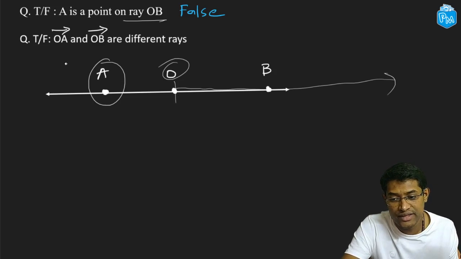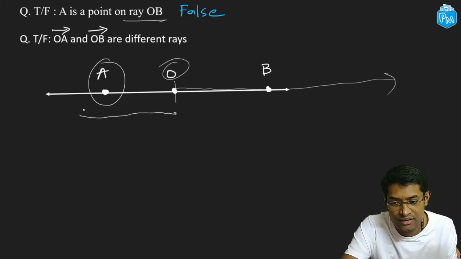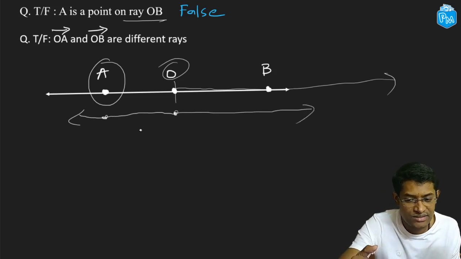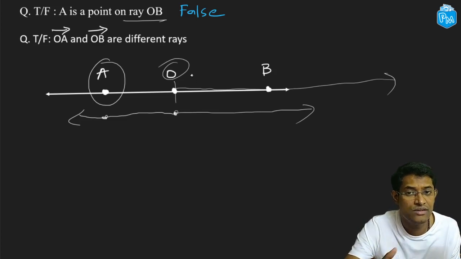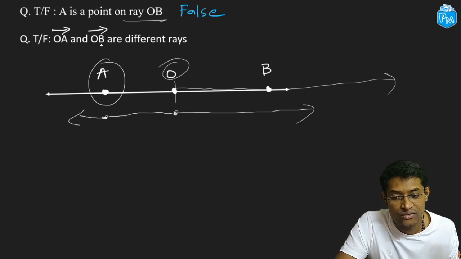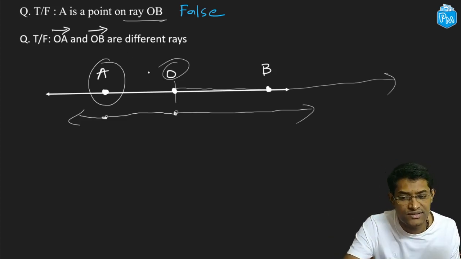All right, now the next question is, OA and OB are different rays. What do you think? OA is this ray over here, which starts at O and goes on endlessly towards the left, right? And OB is the one over here. It starts over here and it goes to the right endlessly. So clearly these two are different rays. Imagine whatever I'm drawing is on top of this figure. I'm just drawing it down so that we are able to analyze it. Therefore we have seen that OA and OB are different rays. They're going in different directions. It's just that they have the same starting point. Therefore this statement over here is true.